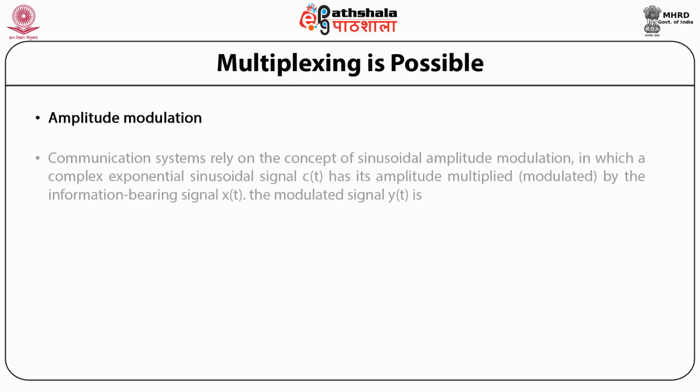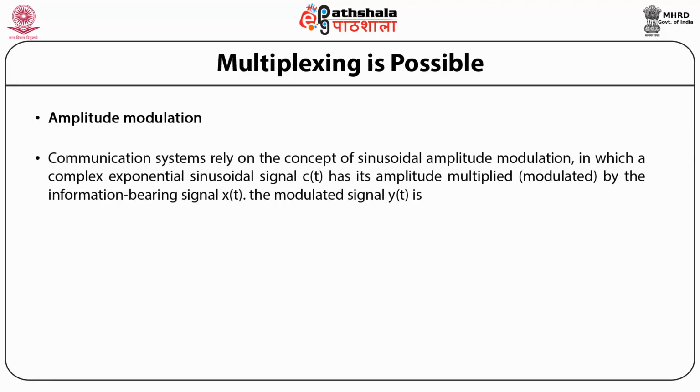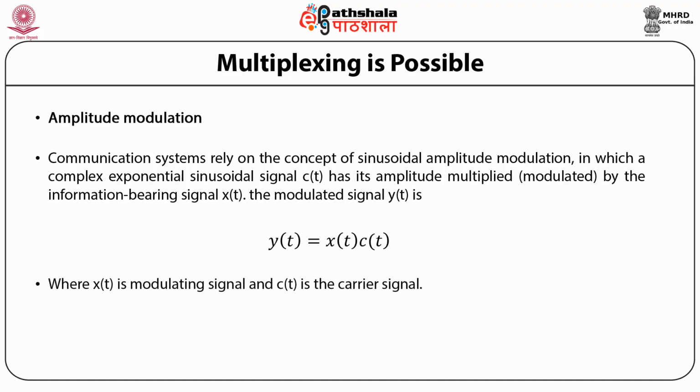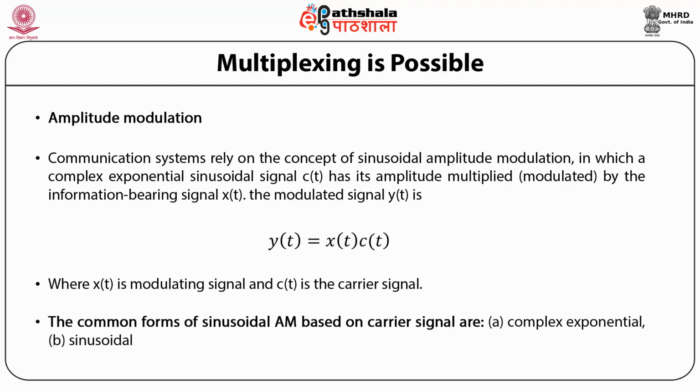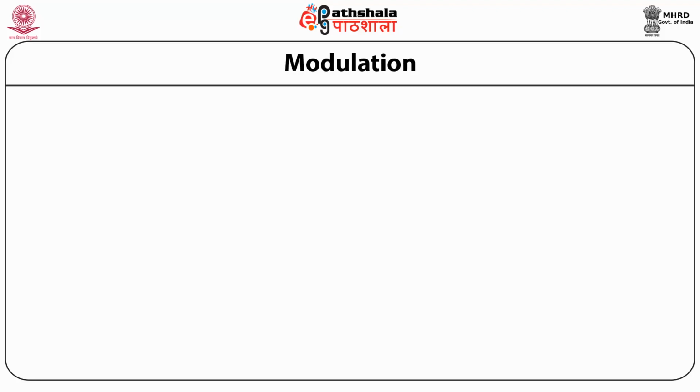Communication systems rely on the concept of sinusoidal amplitude modulation, in which a complex exponential or sinusoidal signal c(t) has its amplitude multiplied or modulated by the information bearing signal x(t). The modulated signal y(t) will be y(t) = x(t)c(t), where x(t) is the modulating signal and c(t) is the carrier signal. The common forms of sinusoidal AM based on carrier signal are complex exponential and sinusoidal. Let us first discuss the exponential carrier signal.